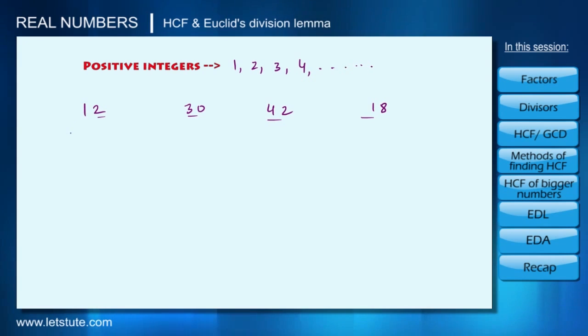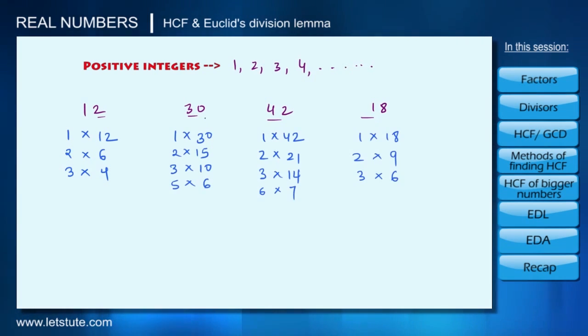So if I start with number 1, I can write 12 as 1 into 12 in terms of product of two numbers, that is 1 and 12. And also I can write 12 as 2 into 6 because 2 into 6 will also give us 12. Also we can write 12 as 3 into 4. So this is the only possible way of writing 12 as product of two numbers. Similarly I can do for the numbers 30, 42 and 18.